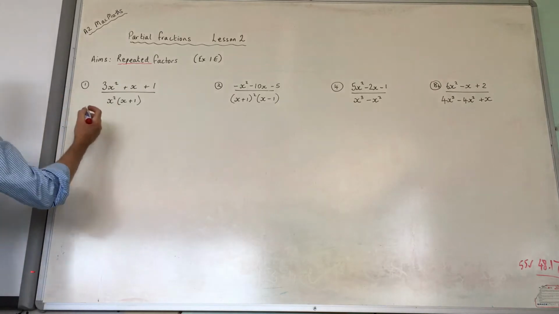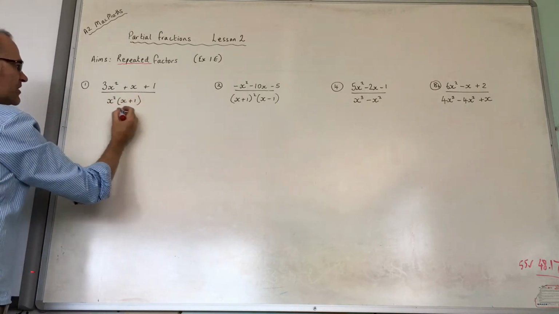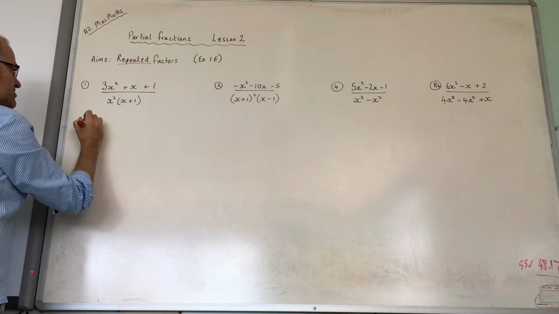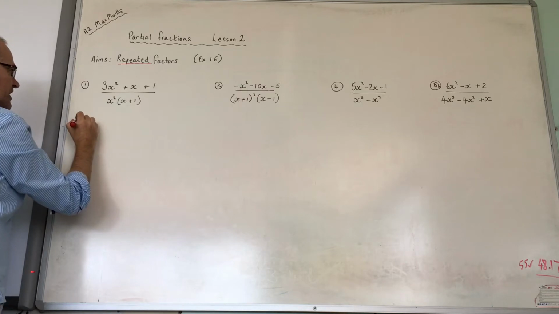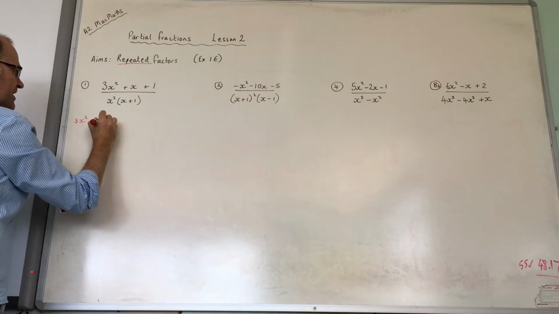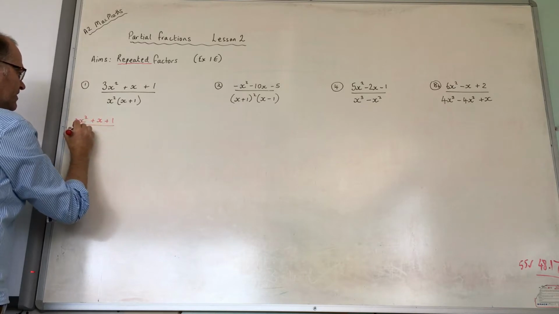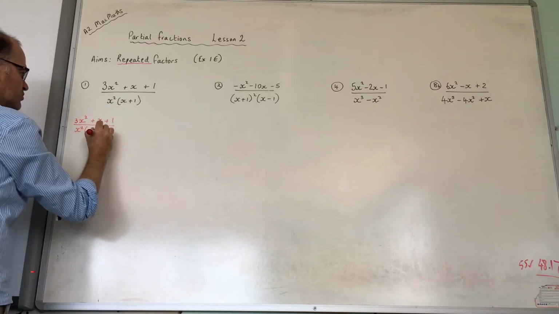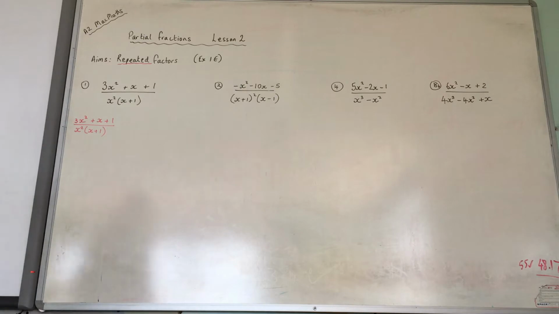If we were doing this one, this is how you do it. So we're going to go 3x squared plus x plus 1 all over x squared times x plus 1. And I'm just checking that it goes on my screen there. Yeah, just about squeezes, and I've got to be careful not to get too close to this side.